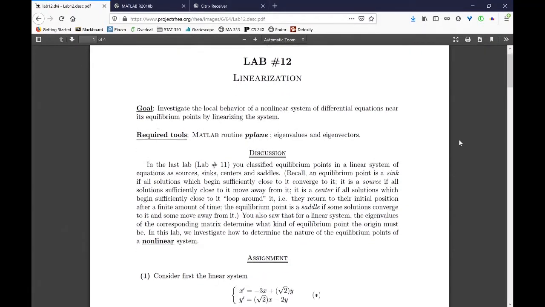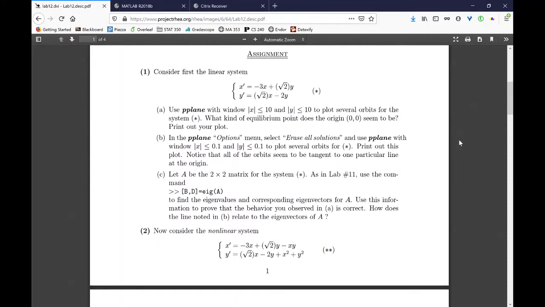Alright, so starting with question 1, consider the linear system x prime is equal to negative 3x plus root 2 y, and y prime is equal to root 2 x minus 2y. Part A, use p-plane with window absolute value of x less than or equal to 1 and absolute value of y less than or equal to 1 to plot several orbits for the system. What kind of equilibrium point does the origin seem to be, and print out your plot.